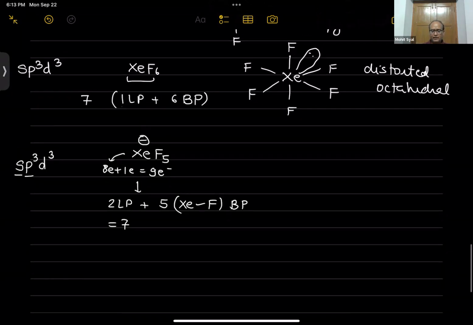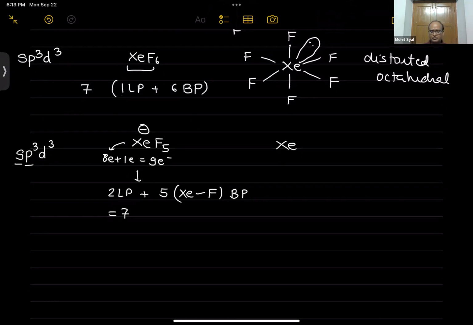So out of 7, if there are 2 lone pairs, 6... so 5 bond pairs. Lone pairs should be farthest from one another. Got it? Why should they be farthest from one another? Because they repel each other. Got it? So how are you going to put the lone pairs? Opposite to each other.